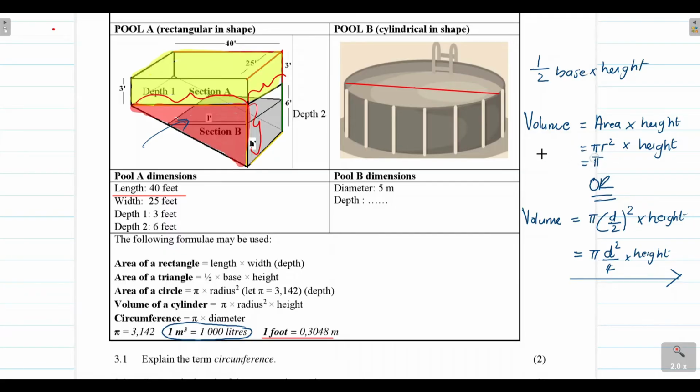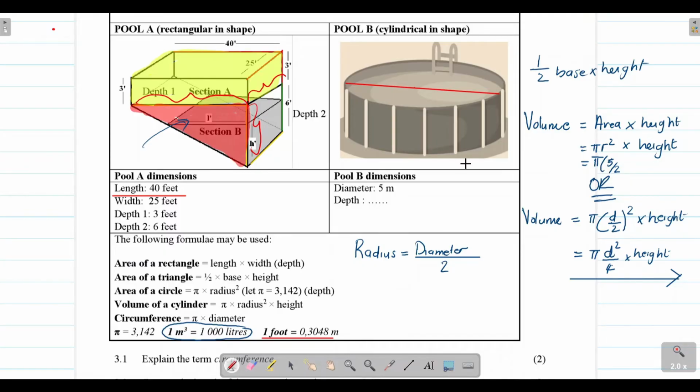We've got pi. What is our r here? R, we're not given. So that'll be 5 divided by 2. So your r is 5 divided by 2, okay? Because guys, remember, your radius is equal to your diameter divided by 2. In other words, if we just wanted to get our radius here, we can just take that 5 divided by 2, and 5 divided by 2 is 2.5 meters.